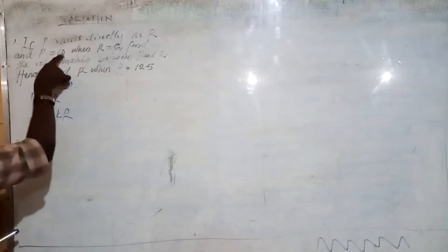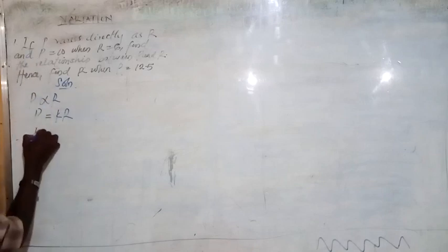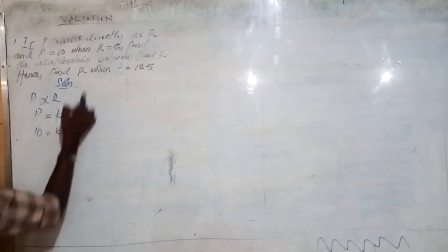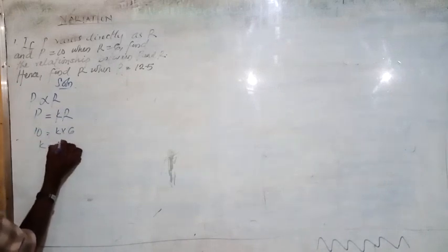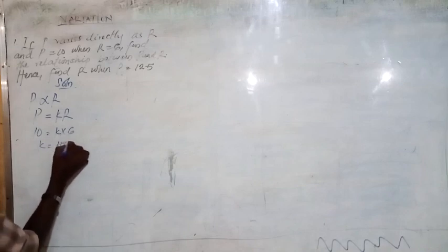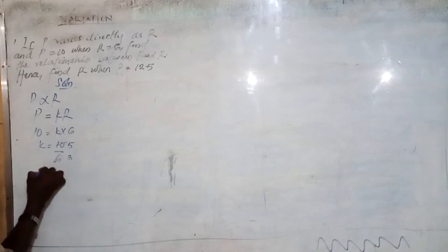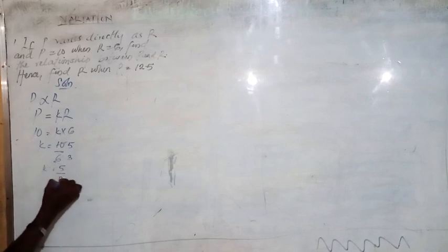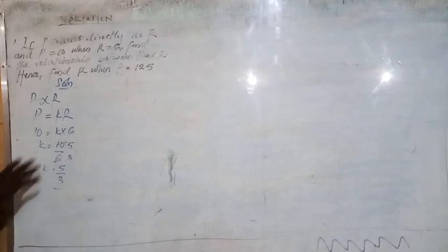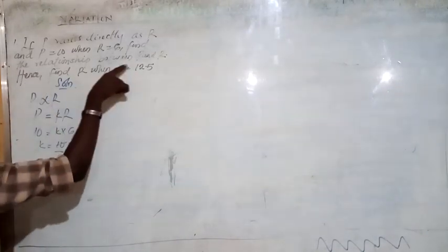So we now substitute the values given, the value of P and the value of R. So we have 10 is equal to K times 6. So K will now be equal to, divide both sides by 6, 10 over 6. So you have 2 here, 5, 2 here, 3. So K is equal to 5 over 3. You can leave your answer this way. So now the next thing you want to do is, it says, find the relationship between P and R.